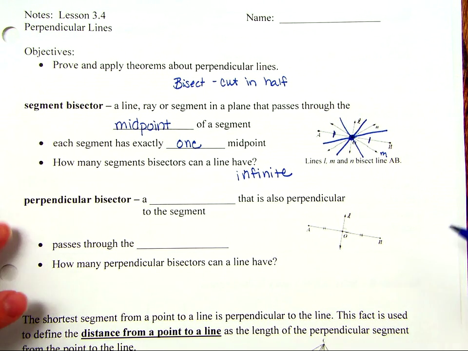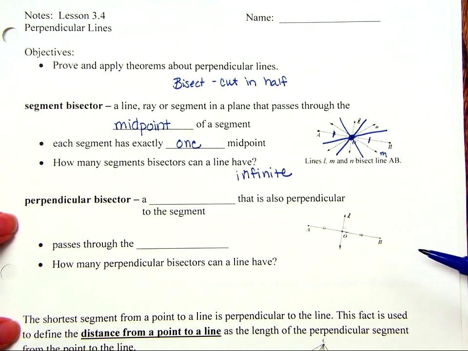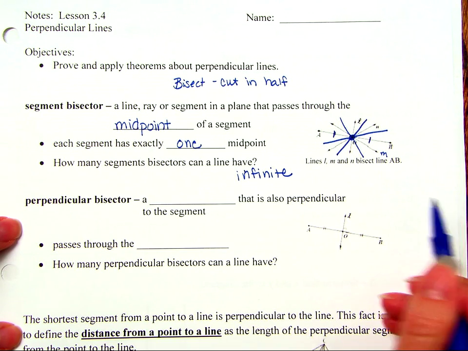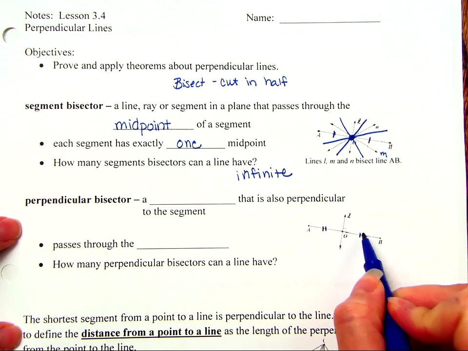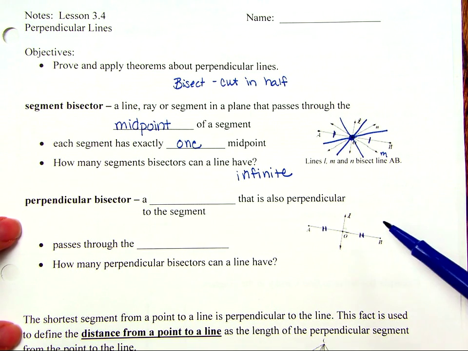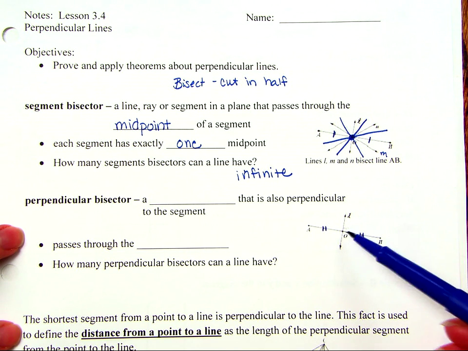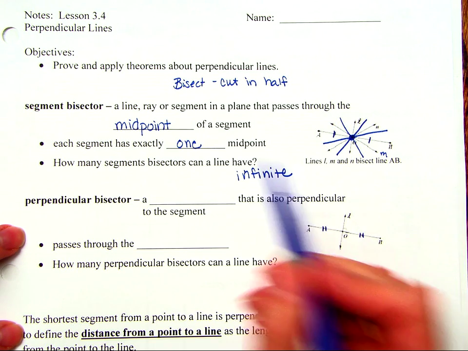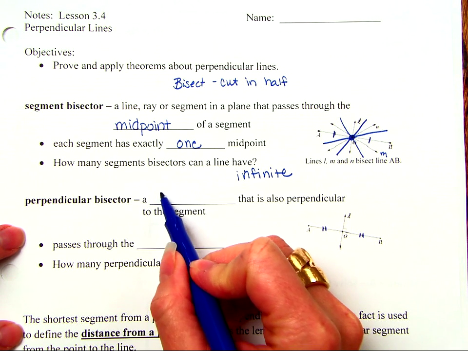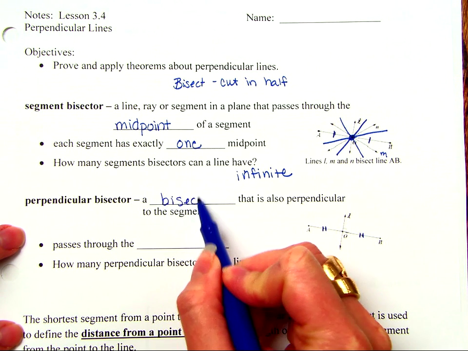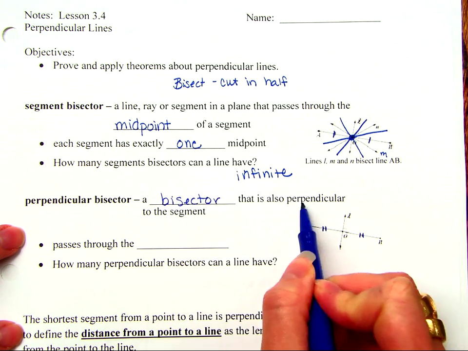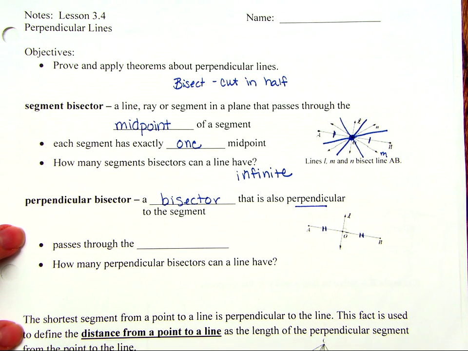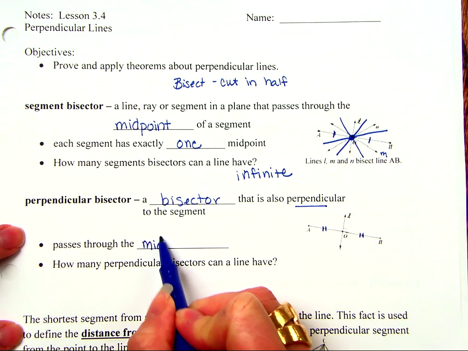When I look at diagram 2, however, I see I'm still bisecting my segment AB because I have my tick marks, but this time my line L is meeting it at 90 degrees. And so we're going to refer to this as a perpendicular bisector. A perpendicular bisector is a bisector that is also perpendicular to the segment. It still is going to pass through the midpoint.